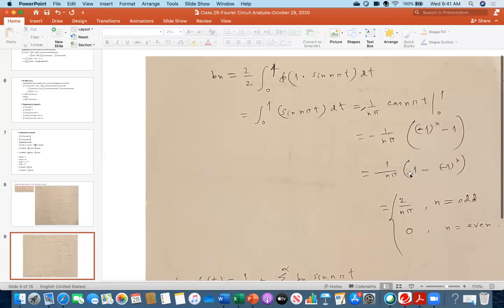So first I am writing this one, minus 1 to the power n. Everybody see, I took that minus common. So therefore it became 1, and then minus this term. So that minus and minus became plus. Here it is just 1 over n pi.